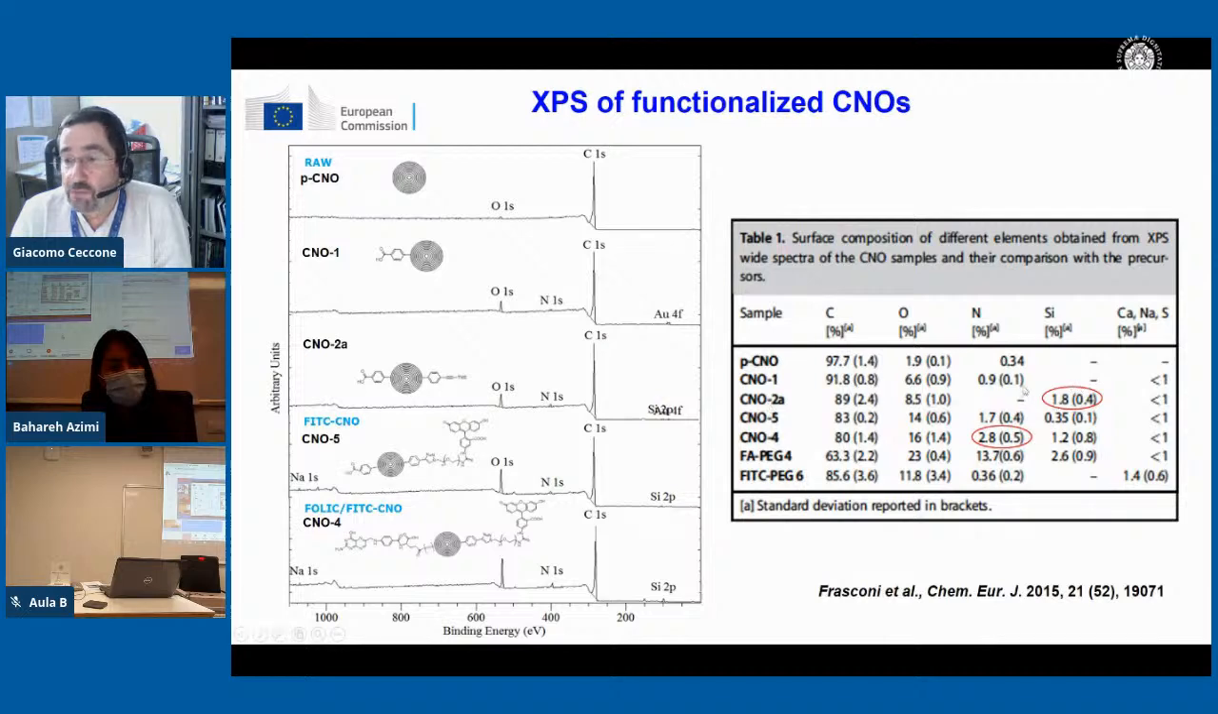XPS gives some quantitative indication about the functionalities. In particular, when you do the trimethyl siloxane functionalization, you have an increase of silicon content, and an increase of nitrogen and oxygen content when you start functionalizing because of the PEG. And when you do the fluorescein and the folic acid functionalities, you have a further increase of nitrogen, which tells you that the click chemistry probably had worked quite well.